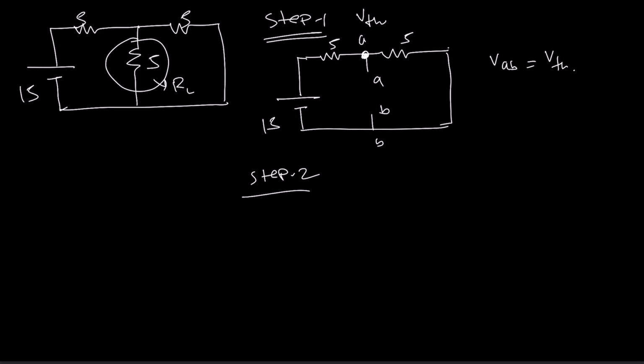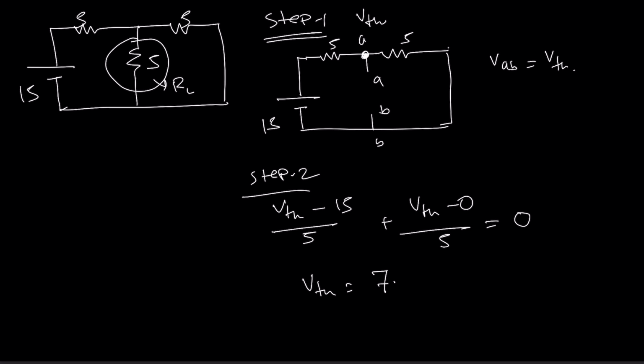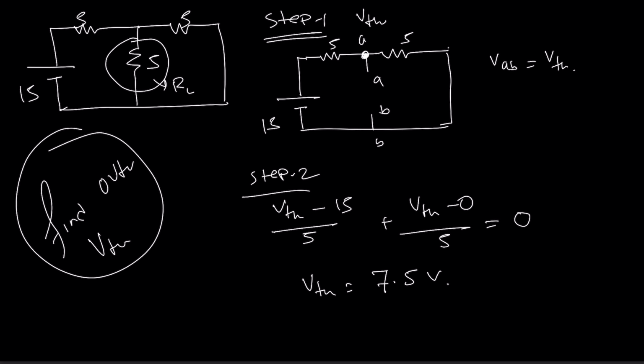We assume this voltage is VTH, right? And in my KCL video, I told you that in this particular node, we assume that the voltage VTH will be higher than any other voltage in this circuit. Then we can write down (VTH minus 15) divided by 5 plus (VTH minus 0) divided by 5 equals 0. From here we can write down VTH equals 7.5 volt. Okay, very simple. Understand? Now this is how to find VTH. Step 1. Okay. Now go to step 2.